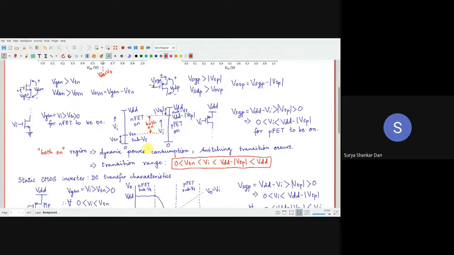Okay. All right. So in both regions, dynamic power consumption, switching transition occurs over there. So what is most important? Transition range kya hai? Like in what input range you are going to have the transition? Very simple.